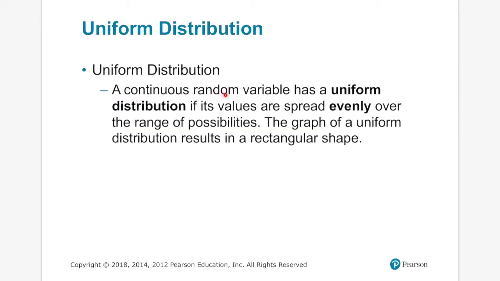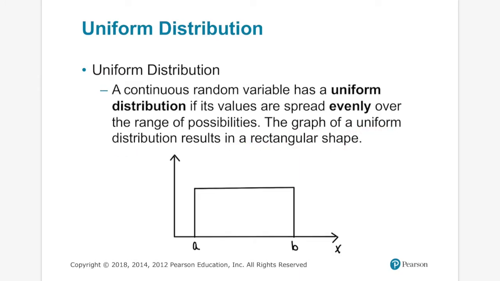A continuous random variable has a uniform distribution if its values are spread evenly over the range of possibilities. The graph of a uniform distribution results in a rectangular shape. The graph of a uniform distribution is a rectangle. Everything from A to B will have exactly the same height. To find the height of this rectangle, we are using the formula 1 over B minus A. The area under this rectangle must be equal to 1.